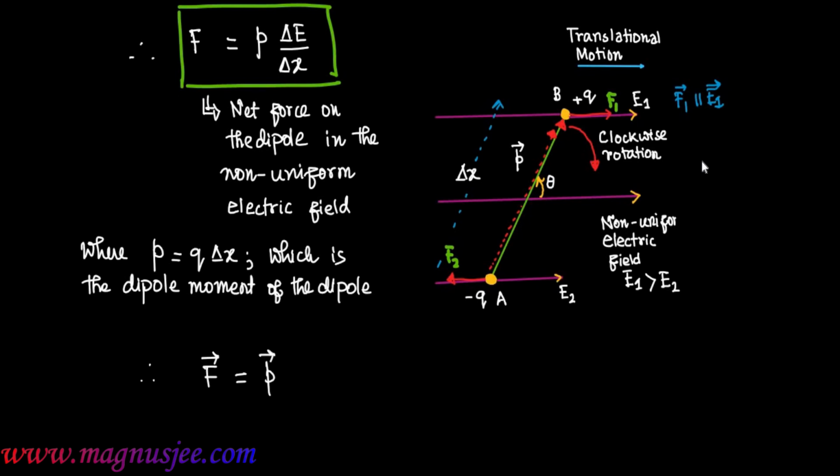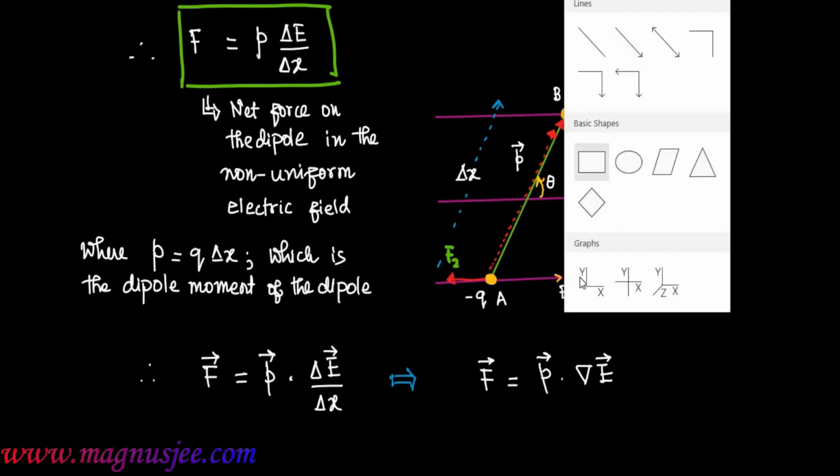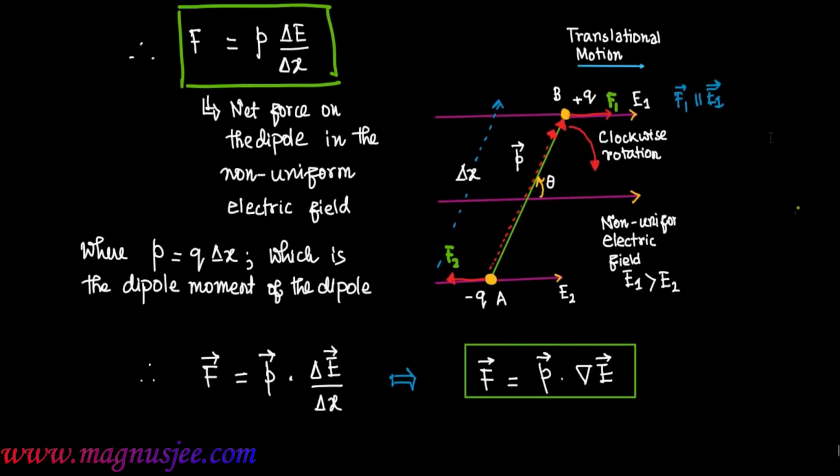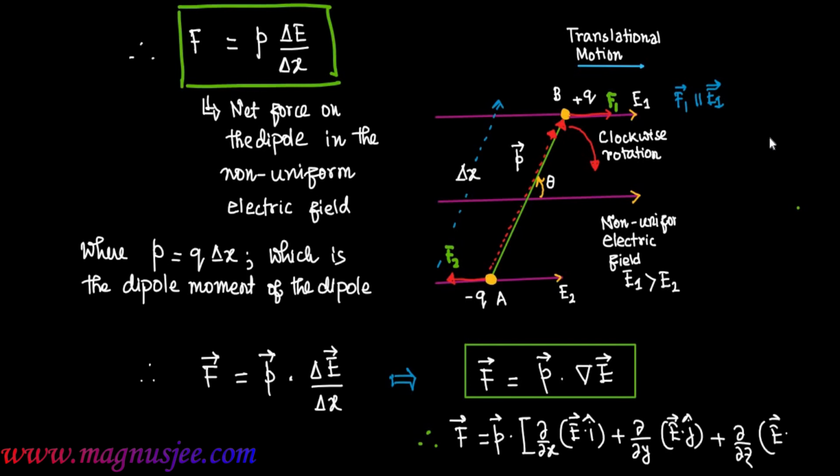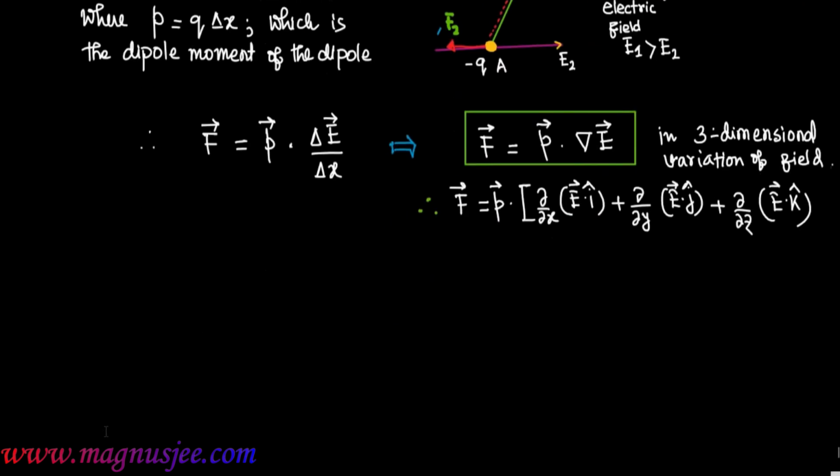Therefore, vector F equal vector P dot delta vector E by delta x, which can be written as vector F equal vector P dot del vector E. Therefore, vector F equal vector P dot del x vector E dot i cap plus del y vector E dot j cap plus del z vector E dot k cap. In three dimensional variation of the field, vector F equal vector P dot del vector E.